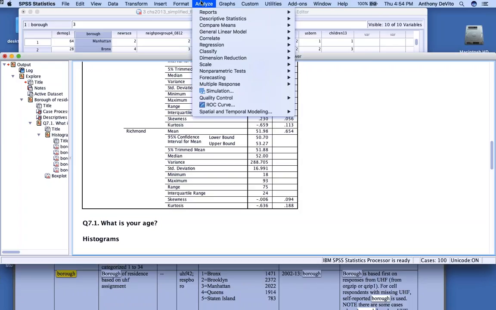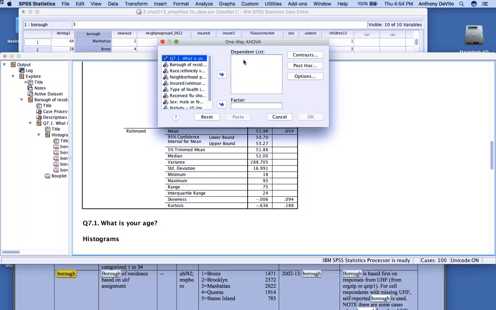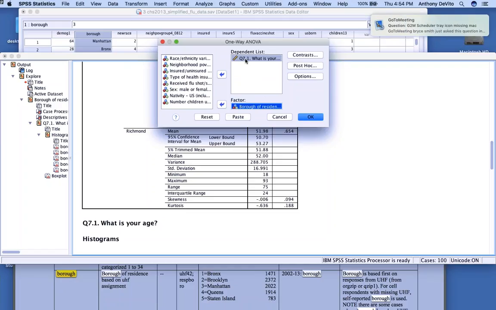I'm going to say analyze, descriptive statistics, compare means. That's really what I'm doing, comparing means, here the means of not just 2 groups, but 5 groups, one for each of the boroughs. Compare means, one-way analysis of variance. I'm going to put in my dependent list the age, which is that first question. Borough of residence goes into the factor, just like before. That's the categories. This is the thing I'm finding the average of. And it's going to calculate an F statistic, which is the statistic for analysis of variance.